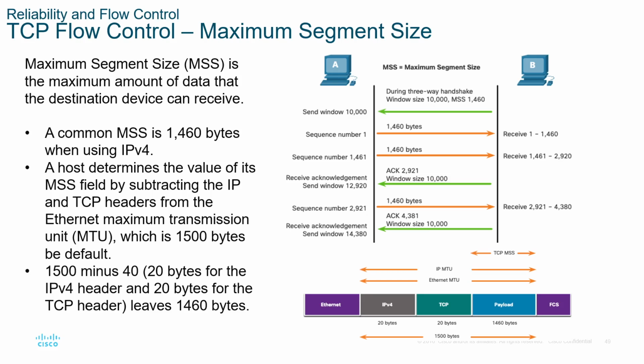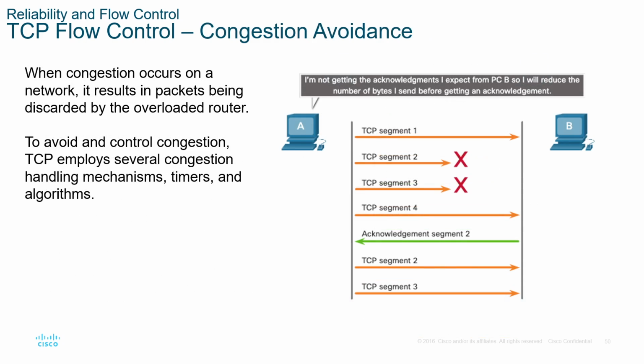This flow control helps maintain the reliability of our sessions or applications as we're sending and receiving and using them. So again, you guys can see that it goes through the process here, shows you how we have an avoidance mechanism. When congestion occurs, the network results in packets being discarded. For congestion, TCP employs several congestion handling mechanisms such as timers and algorithms.